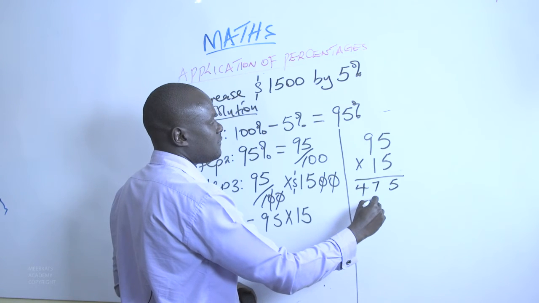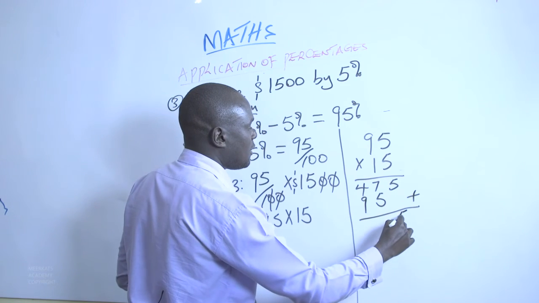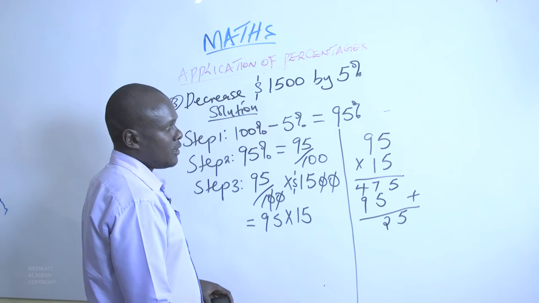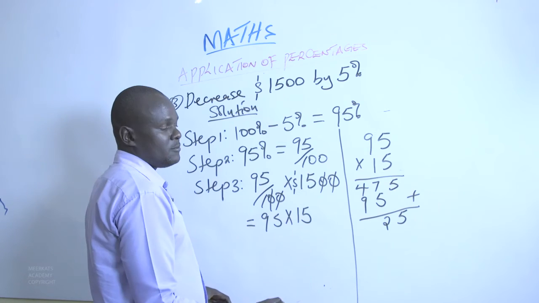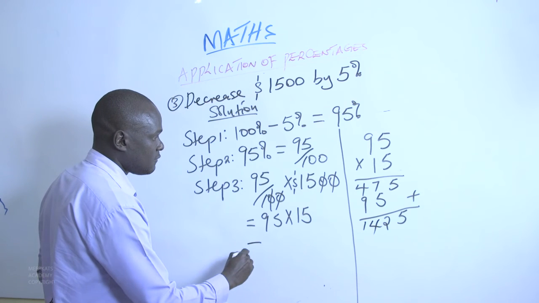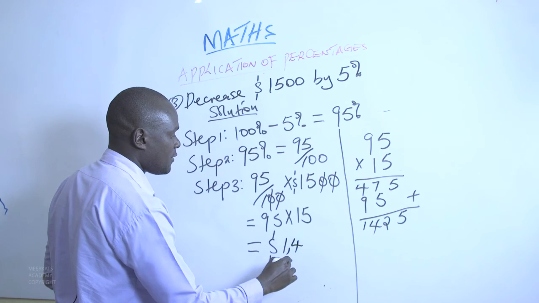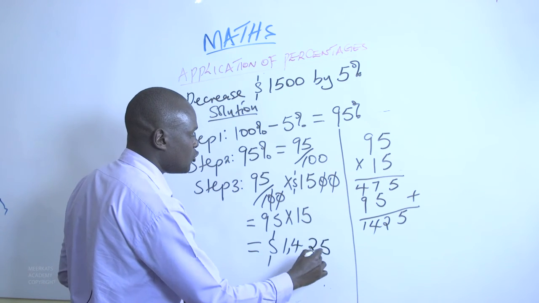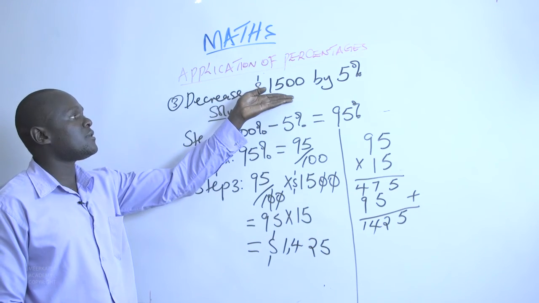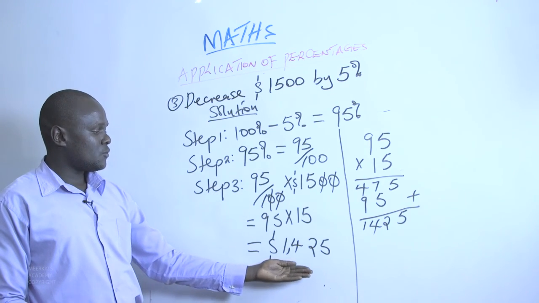1 multiplied by 5 will be 5. 1 multiplied by 9 will get 9. Then we add. When we add, we will have 5. 7 plus 5 will be 12. Carry 1. 1 plus 4 will be 5. 5 plus 9 will be 14. So this will give us $1,425. Actually, when you look at it, this is a reduction from the initial amount that we had, which was 1,500. After a 5% reduction or decrease, we end up with 1,425.